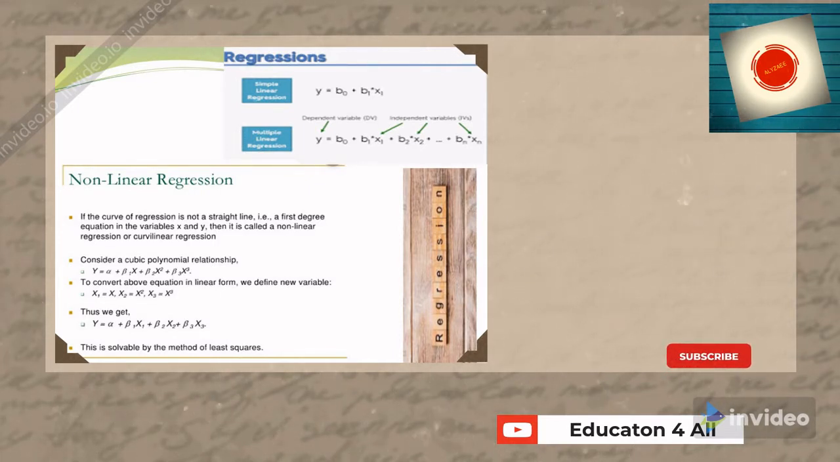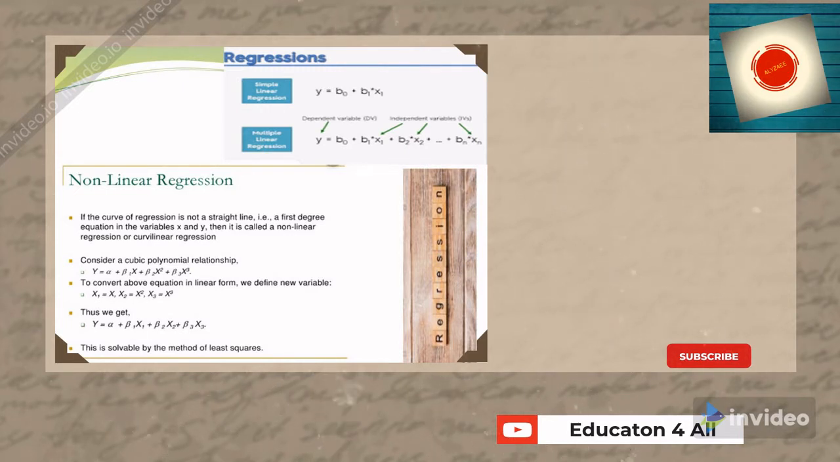Simple linear regression equation is y is equal to b0 plus b1 x1. Whereas looking into the multiple linear regression, there is y is equal to b0 plus b1 into x1, plus b2 into x2, and then it carries on to bn into xn. The main point to be noted here is that y is a dependent variable, that becomes DV, and the IVs are x1, x2, and xn.